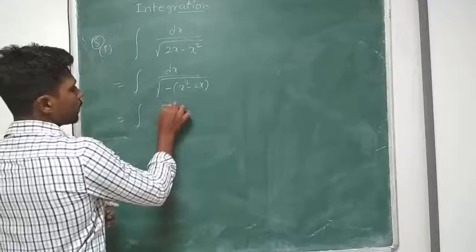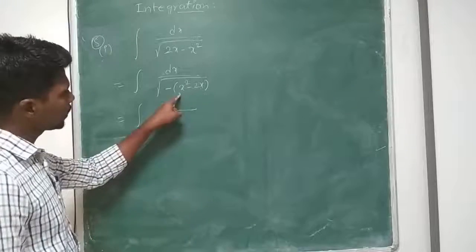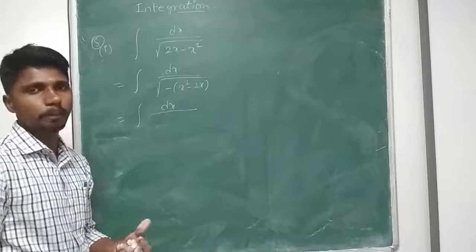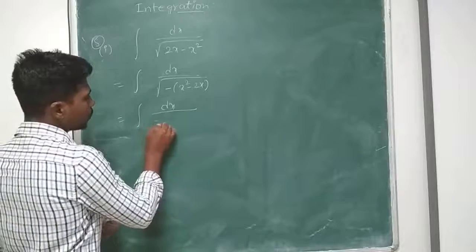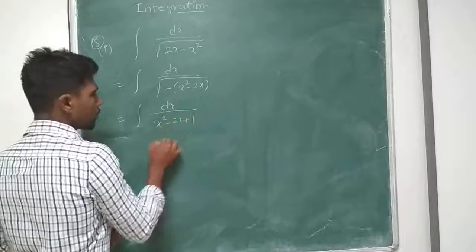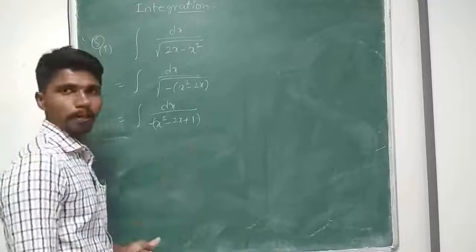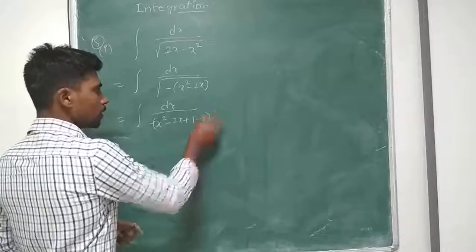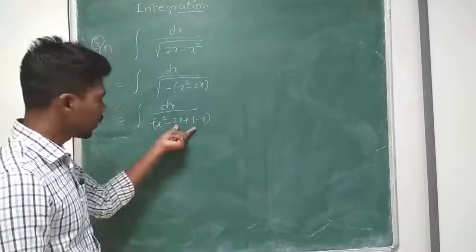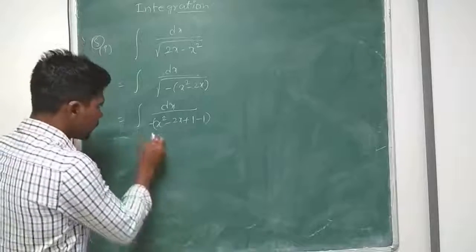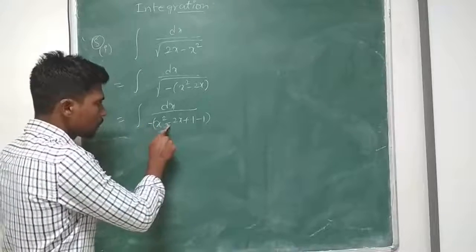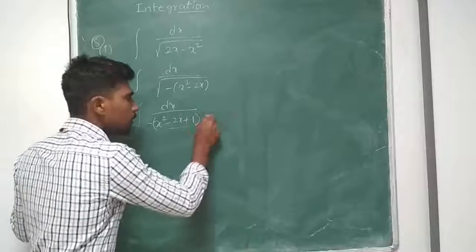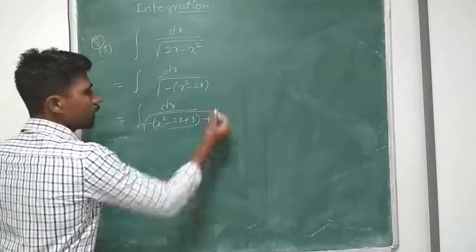Integral dx by x square minus 2x. To convert it in the form (x minus alpha) whole square, I need plus 1. So for that, x square minus 2x plus 1, minus of plus 1, minus 1, right? Now if I want to simplify this, what I get is minus of (x square minus 2x plus 1 minus 1), which will be plus 1 under root.